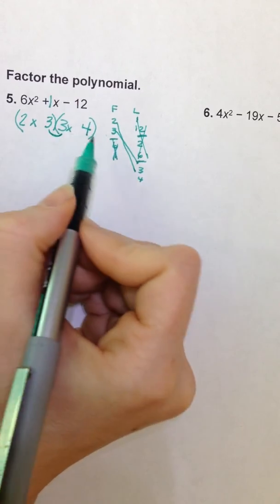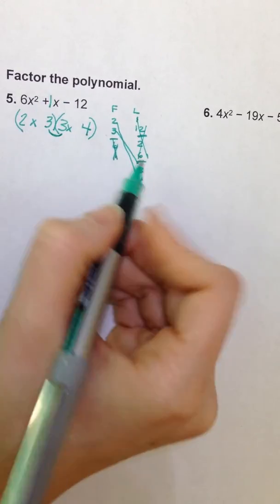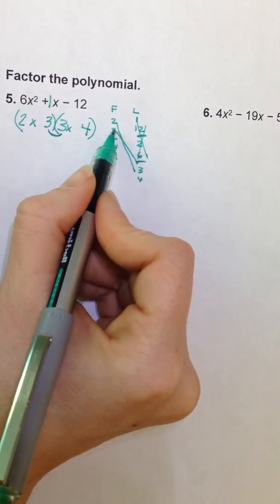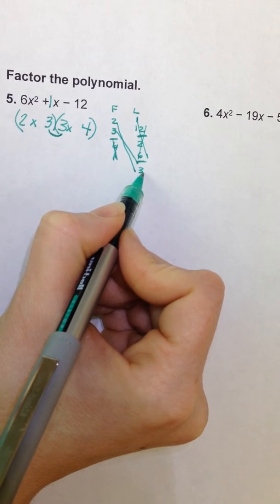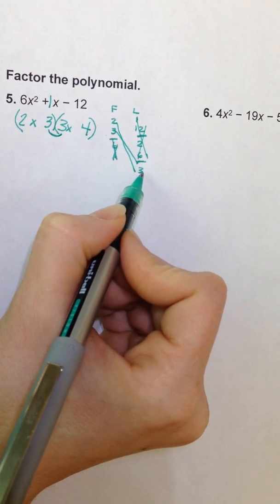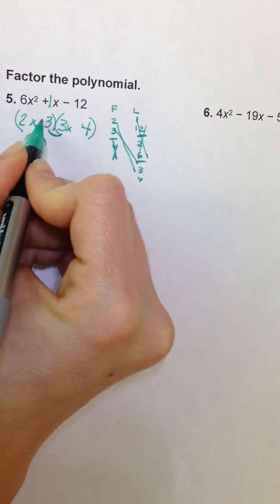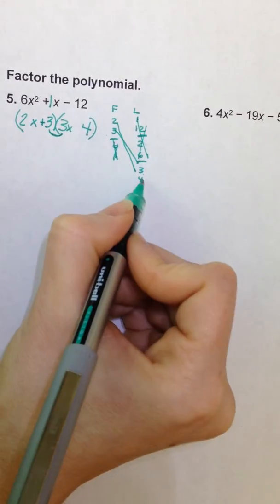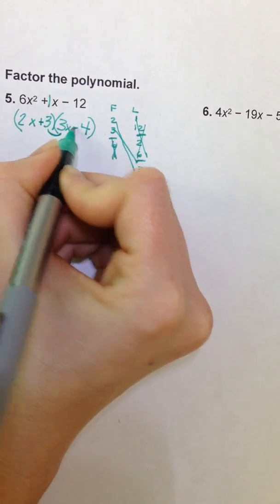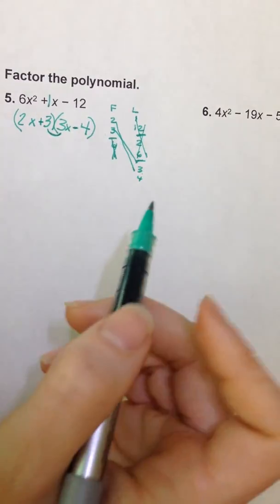Now, I know that I want my bigger product to be positive. And my bigger product was 3 and 3 to make 9. So I want my 9 to be the positive. So I need this to be positive, and I want my 2 times 4 to be the negative. So I have to put that.